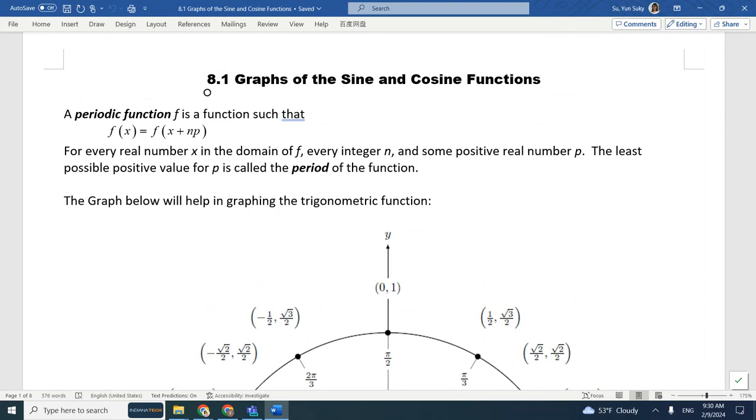Okay, first, let's talk about a periodic function. A periodic function is a function such that f of x equals f of x plus np, for every real number x in the domain of f, every integer n, and some positive real number p. For a periodic function, the graph repeats after p units. The p is called the period of the function.